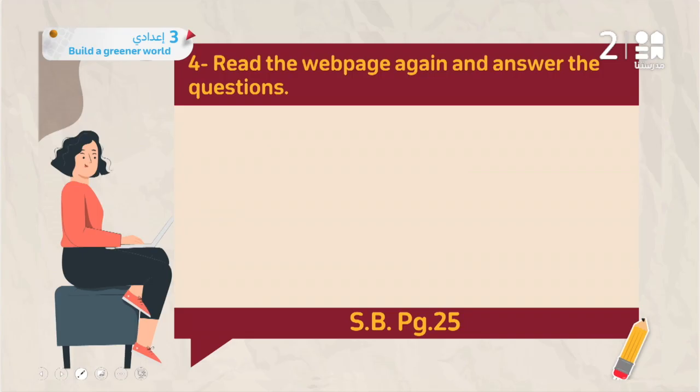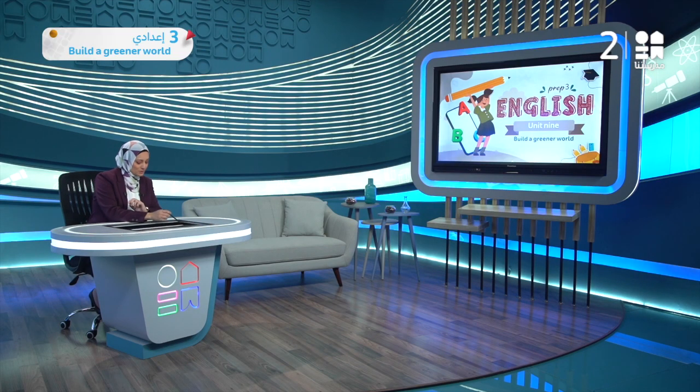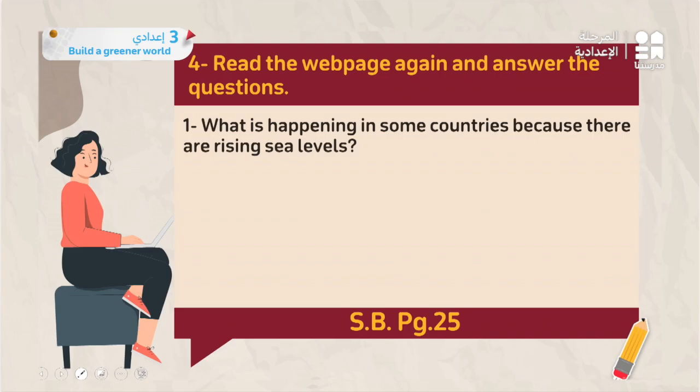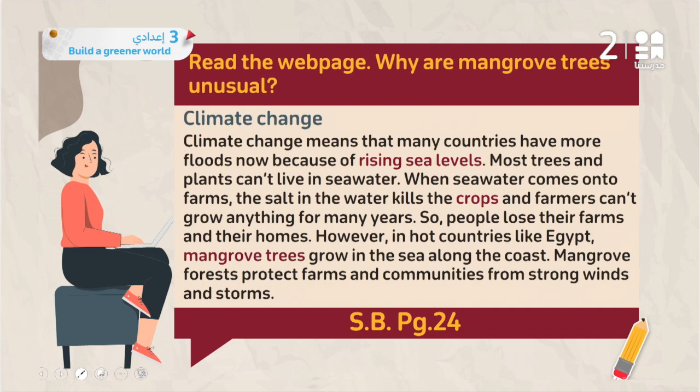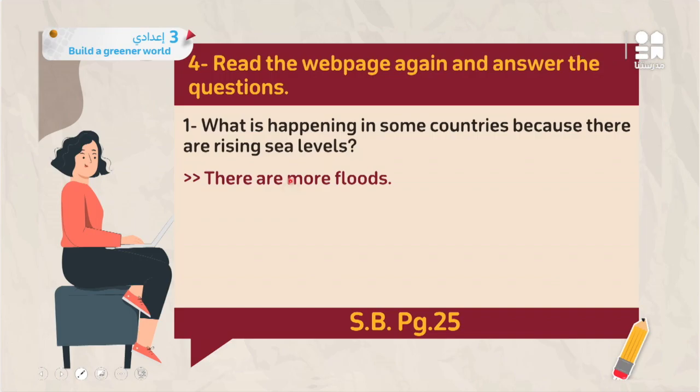Read the web page again and answer the questions. We finished reading this article. Now we're going to answer the questions together. The first question is, what's happening in some countries because there are rising sea levels? Let's get to the passage. Here it says that many countries have more floods because of rising sea levels. So the answer is simply: there are more floods.